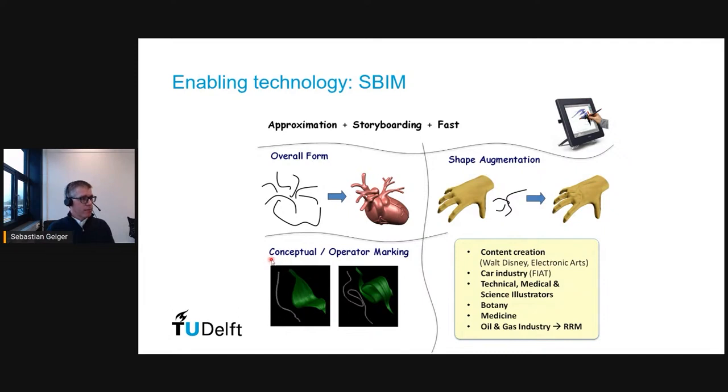Or you can have this conceptual operator marking. So here's a leaf, and you want to deform the leaf. Rather than rebuilding that leaf, you sketch the deformation path of the leaf in a biologically consistent way, because biology has its own rules. Biological structures have their own rules. That leaf is then deformed.